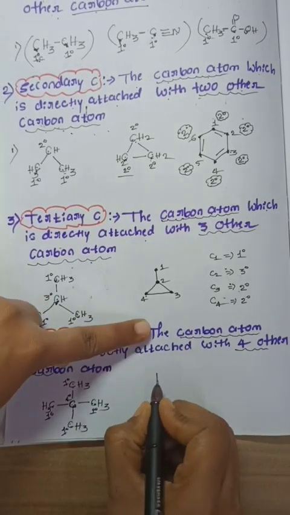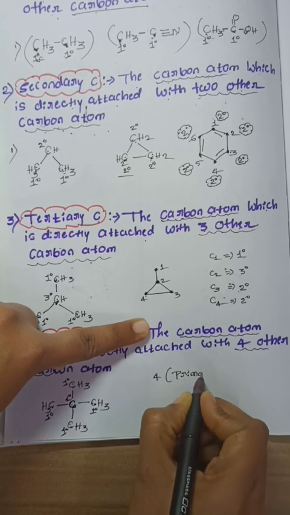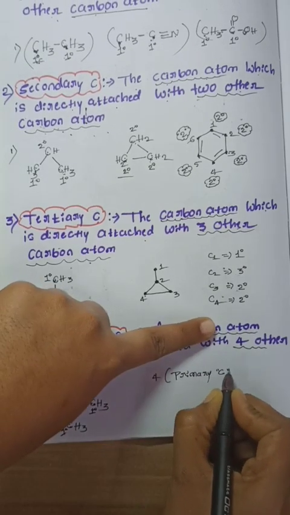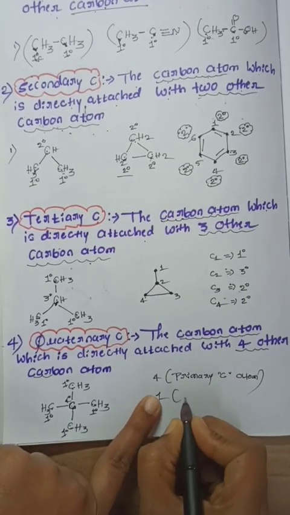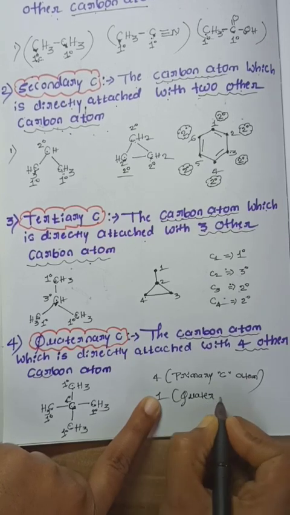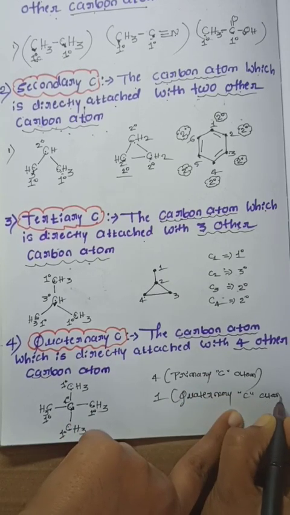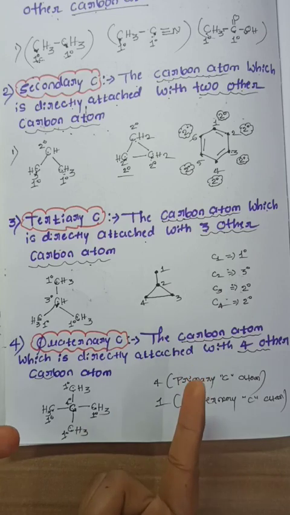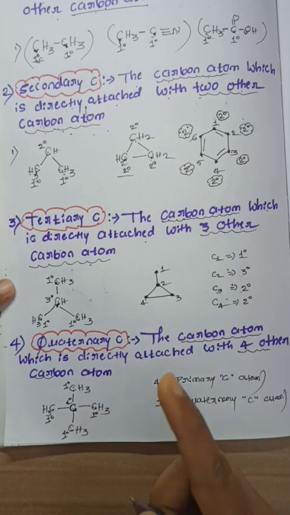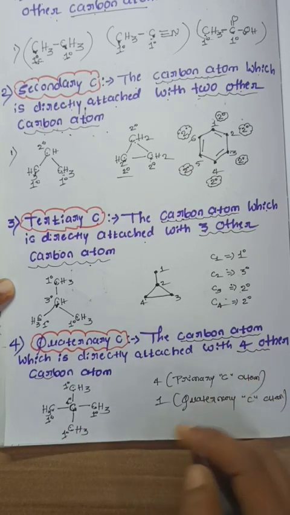This means in this example there are four primary carbon atoms and only one quaternary carbon atom. Understood? Primary carbon atom means the carbon atom attached with only one carbon atom. Secondary carbon atom means the carbon atom directly attached with two carbon atoms. Tertiary carbon atom means the carbon atom directly attached with three carbon atoms. Quaternary carbon means the carbon atom which is directly attached with four carbon atoms.